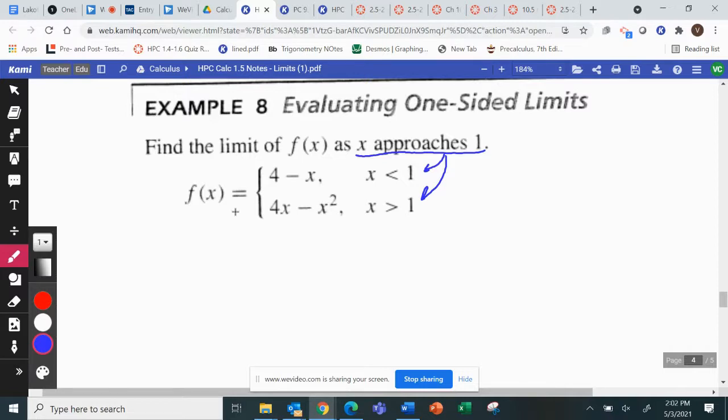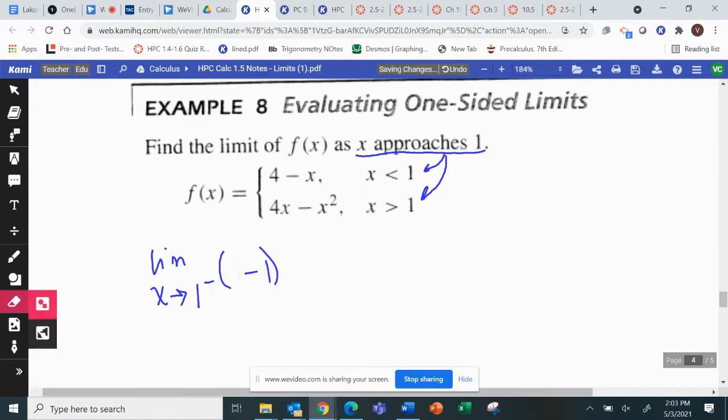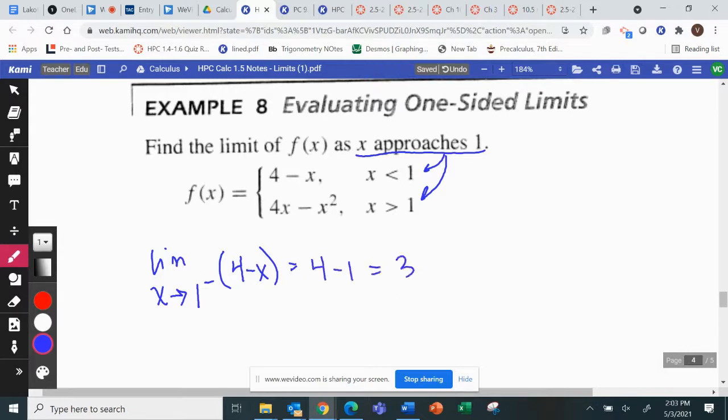We will find the limit as x approaches 1 from the left. And if we're doing it from the left, which piece will we directly substitute into? The first piece. So 4 minus x. It will never equal 1. So this is an approximation of what it's getting close to. It will never equal it, but it's getting closer and closer and closer to 3.